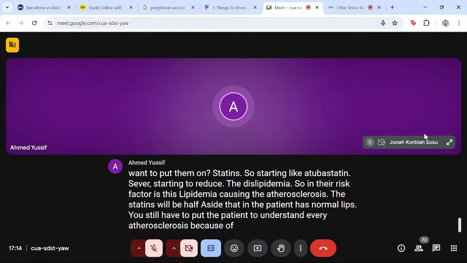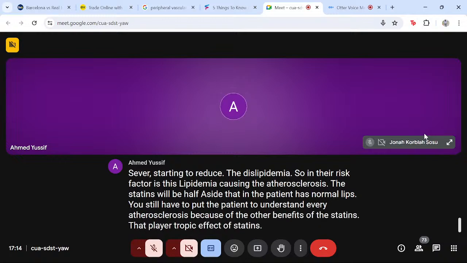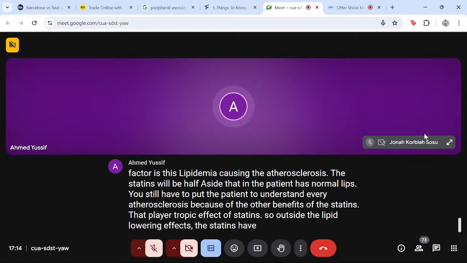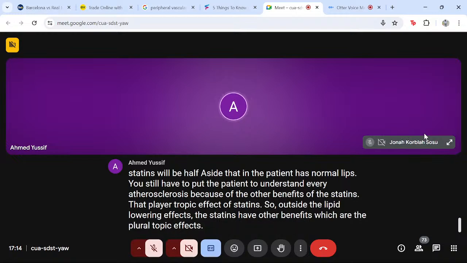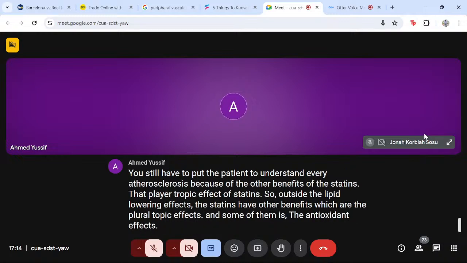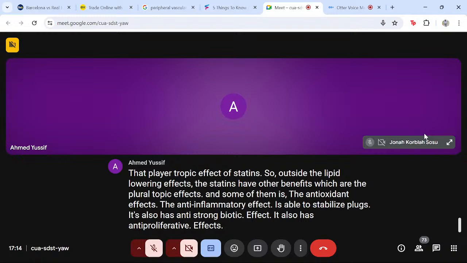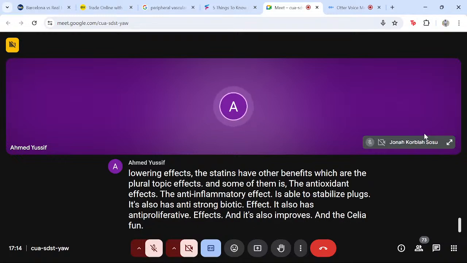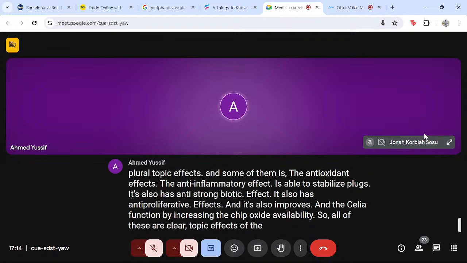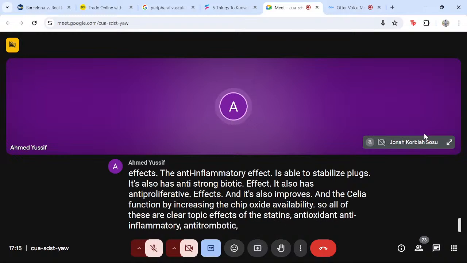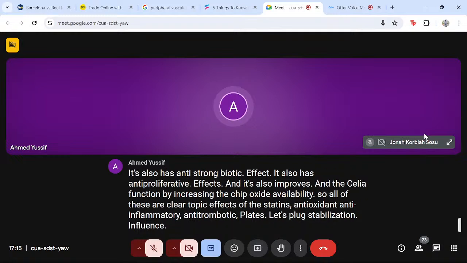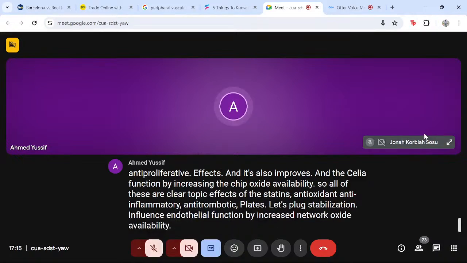because of the other benefits of statins, the pleiotropic effects. Aside from the lipid-lowering effect, statins have other benefits. Some of them are the antioxidant effect, the anti-inflammatory effect, and the ability to stabilize plaques. It also has an antithrombotic effect and an anti-proliferative effect, and it improves endothelial function by increasing nitric oxide availability. So all these are pleiotropic effects of the statins.